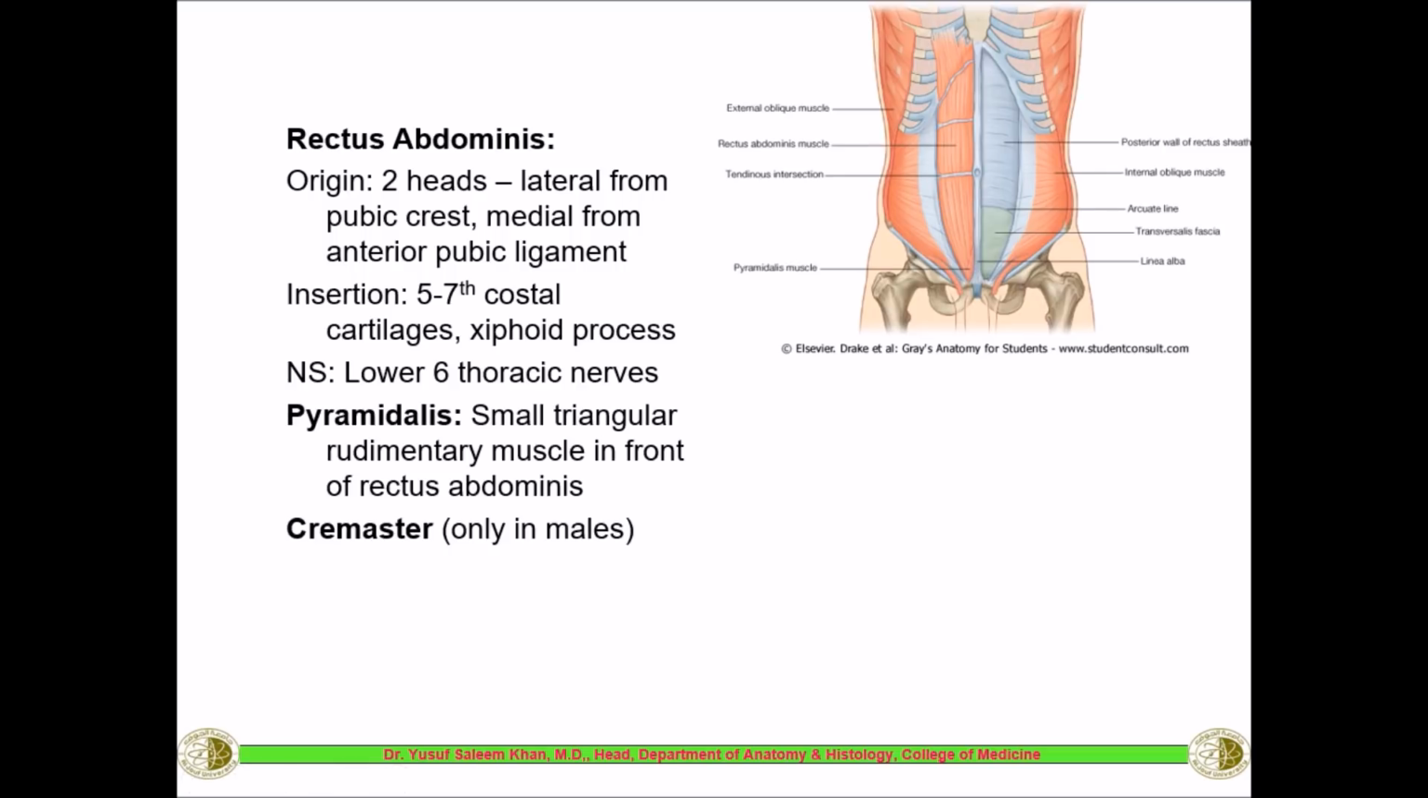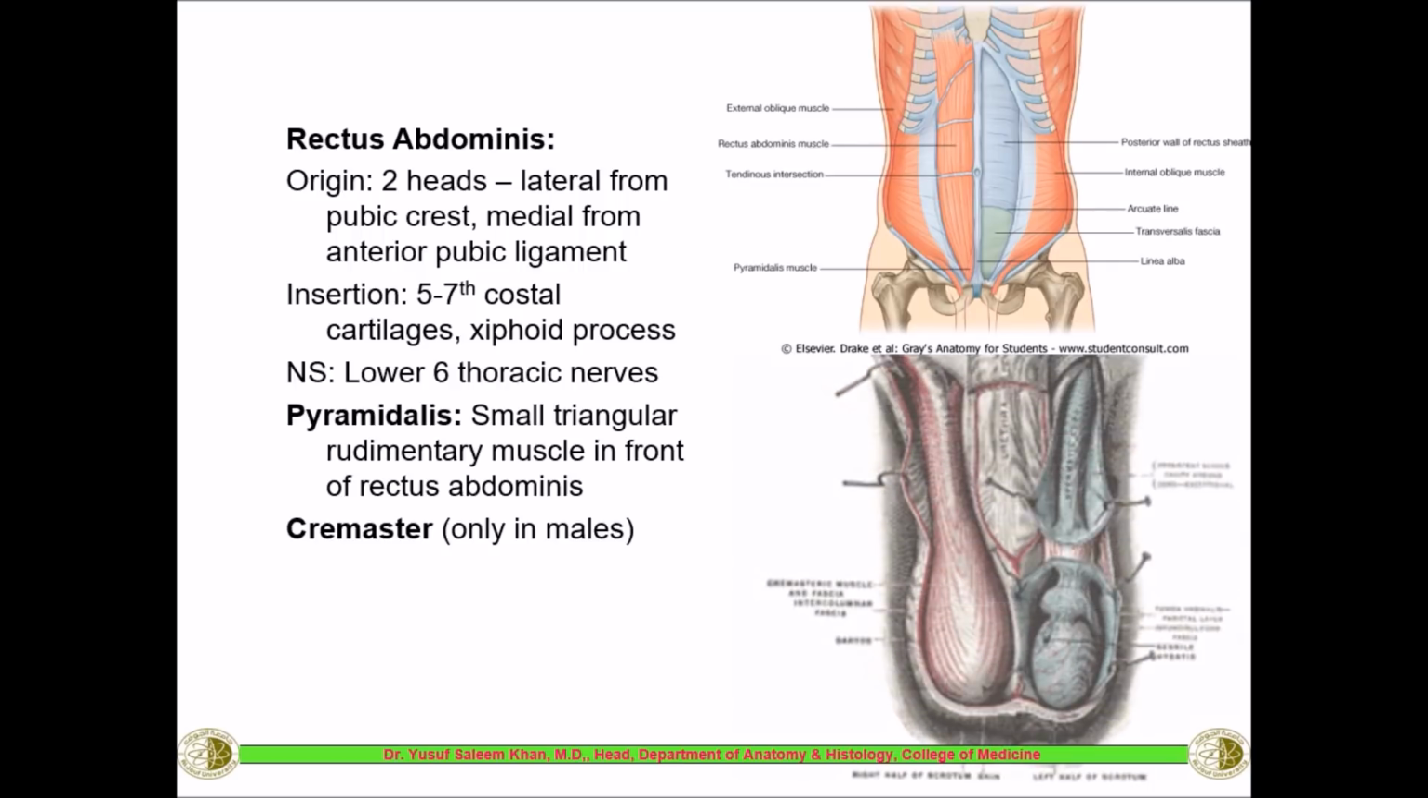Then the last muscle, which is seen only in case of the males, is called the cremasteric muscle. This is present in the scrotum. This is the testis here, and this testis is covered by a muscle which is an important muscle.